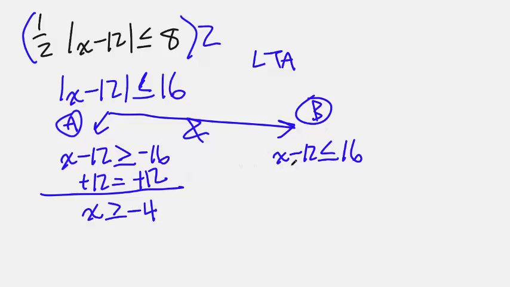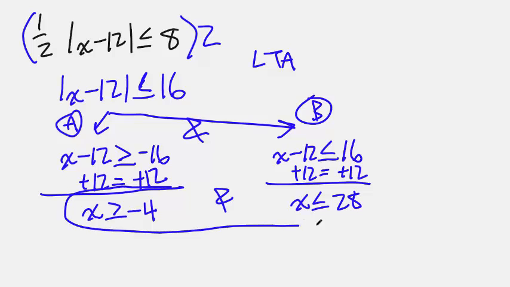Now, on the B side, x minus 12 is less than or equal to 16. We're, again, having to add 12 to both sides to isolate the x. We have x is less than or equal to 28. And remember, it's an and. It's a combined and here.